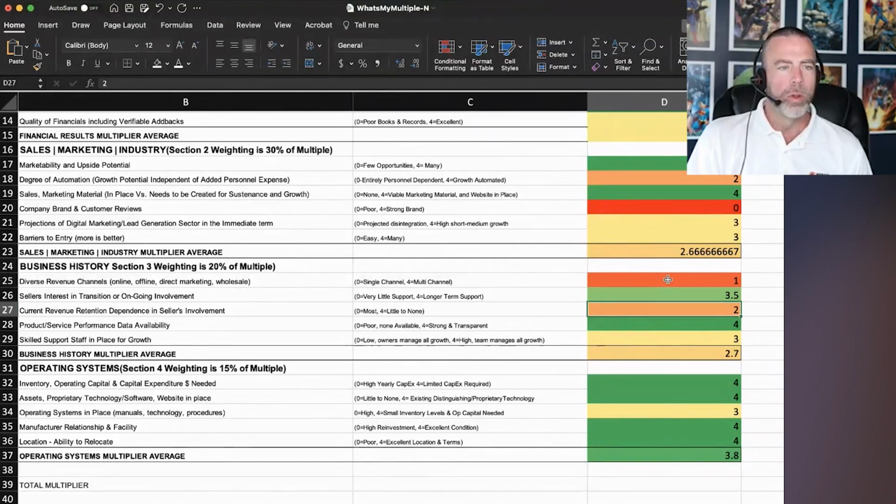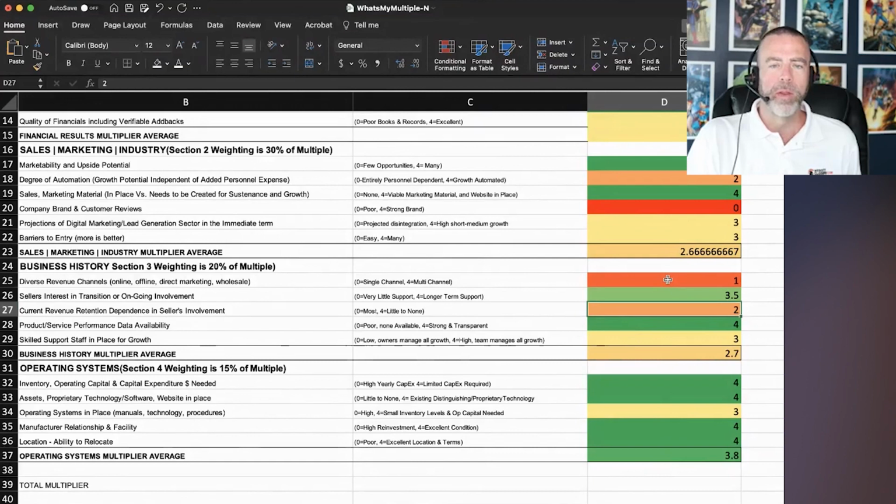The current revenue retention, if it's dependent on the seller's involvement, not terribly. Actually, I take that back. Right now, it is more so than not. So I gave them a 2 here, and I know they're working on this as well. They looked at this and said, oh crap, we need to do a bunch of things to get this score up so we can get a better offer, which is incredible. That's exactly what I want to see from my clients.